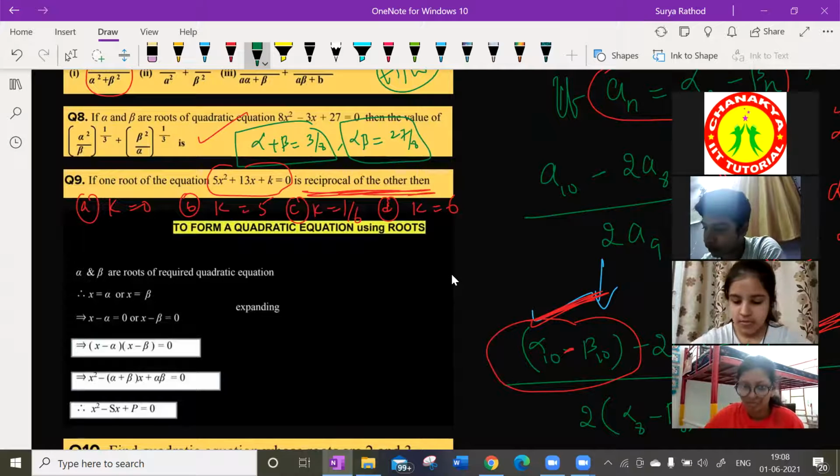Understood, guys? Solve this question. One root is reciprocal to the other. So let us take now.